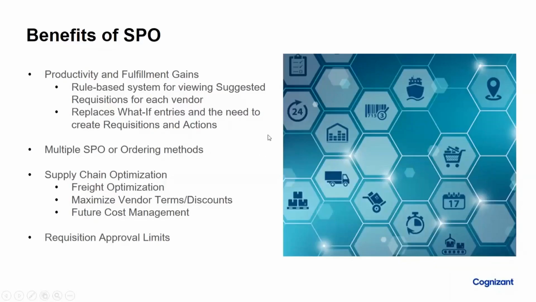All right, so starting off here with the benefits of SPO. Suggested purchase order does provide several different productivity and fulfillment gains with the module. It's using rules-based automation to help provide you with a daily recommended requisition list. So this is for each of your vendors, and it is based off of your current inventory as well as your current demand needs.